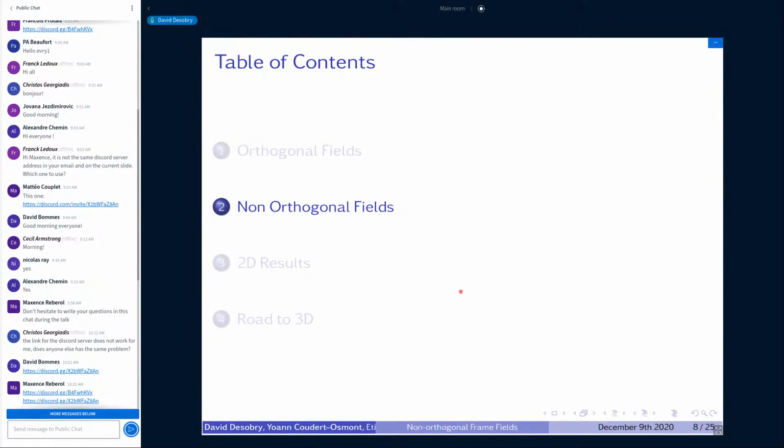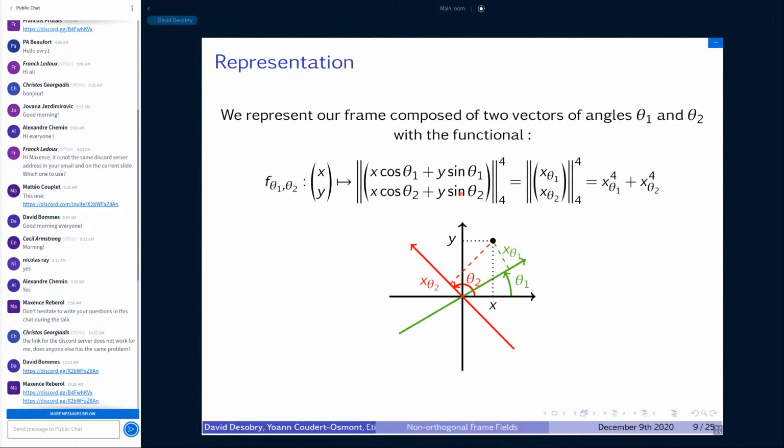So I showed the reasoning to obtain an optimization of orthogonal 2D frame fields. I will do a similar reasoning to obtain an optimization of non-orthogonal frame fields. So this time we represent our frame oriented by 2 angles, theta 1 and theta 2, the same way we did in the orthogonal case. So by the function that takes a point xy projected on the frame to obtain local coordinates and does the L4 norm of these local coordinates.